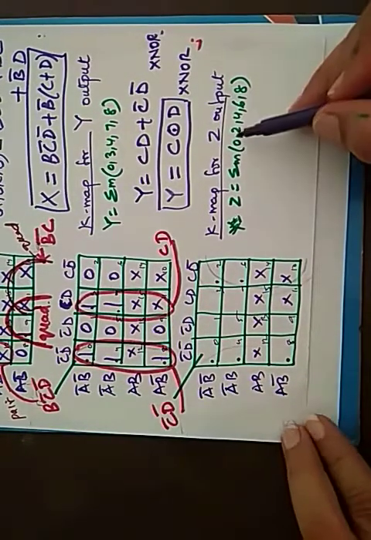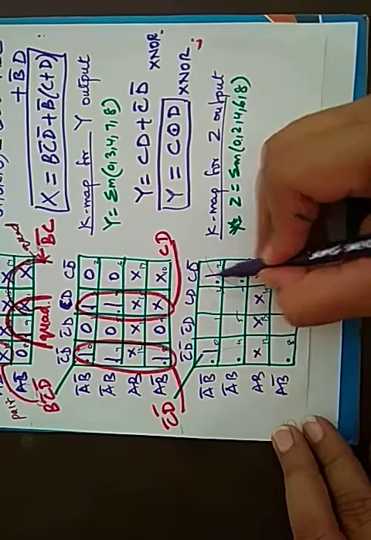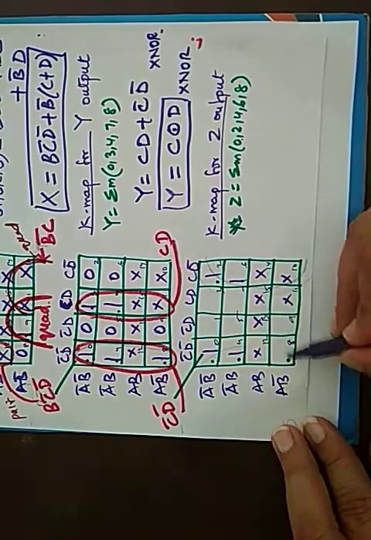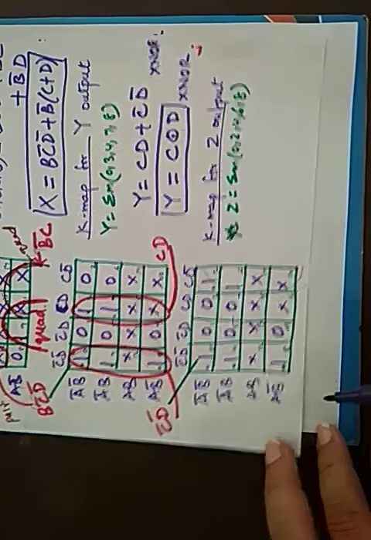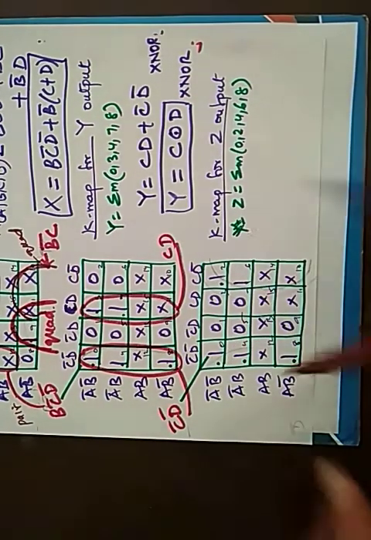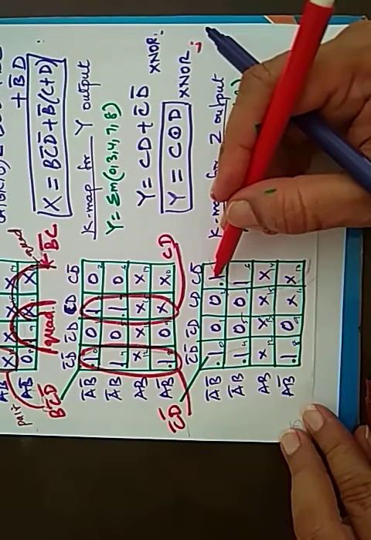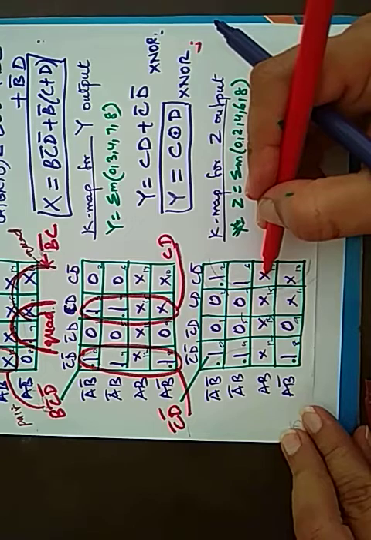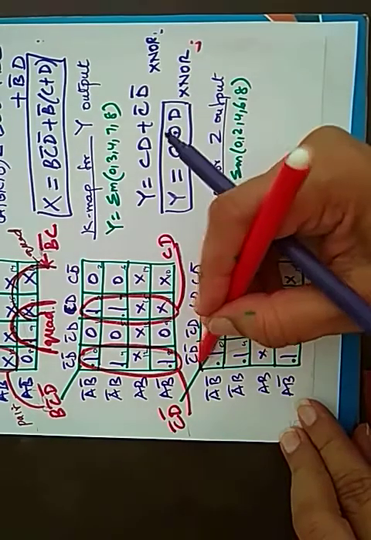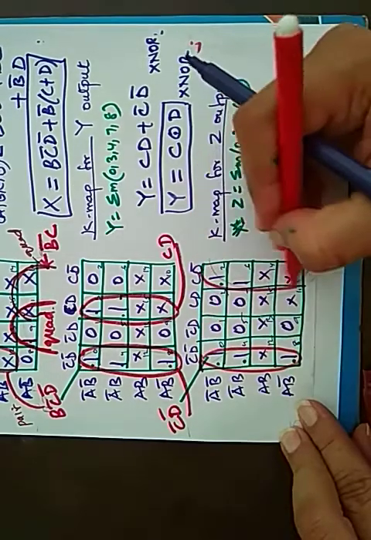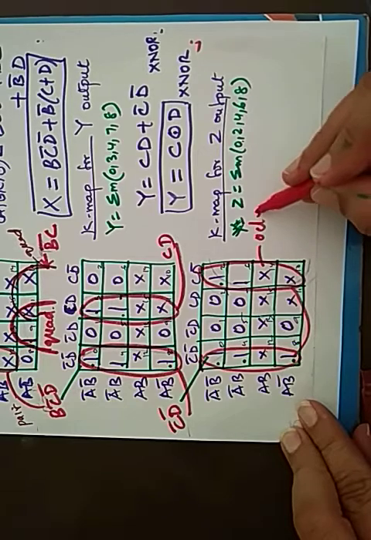Z output 0, 2, 4, 6, 8. So here's the map, 0, 2, 4, 6, 8. Other squares will be 0. Filling the map. Now we have to cover the ones. Try to find a big group. Yes, we can see a big group here. These are 4 ones. The cross, don't care, can be taken as a 1. Here too it can be taken as a 1. So we will make these 4 and these 4, and they are getting together as an octet.